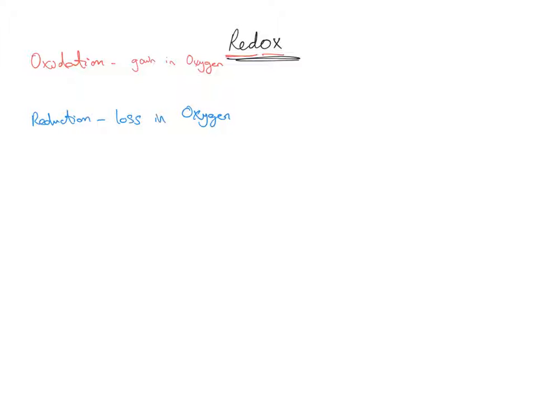Now, as well as talking about oxygen, you can talk about oxidation and reduction in terms of electrons. So oxidation is the loss of electrons, whereas reduction is a gain in electrons. So don't get these two confused. Again, you've got gain and loss with oxygen and electrons.